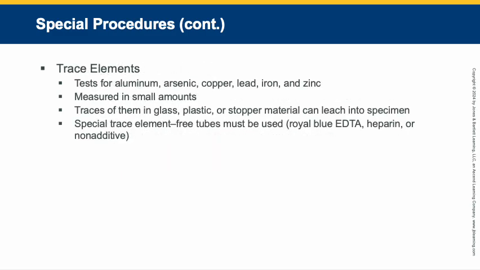Okay, trace elements. Trace elements tests look for aluminum, arsenic, copper, lead, iron, and zinc. These are measured in small amounts. Traces of them are in plastic, glass, or stopper material, and can leach into the specimen. So you have to use a special trace element free tube. This is a royal blue top EDTA, heparin, or non-additive tube, but they usually have that royal blue top on them.